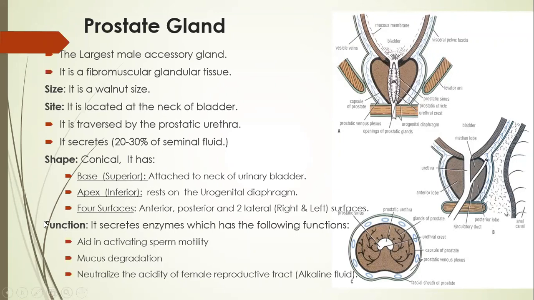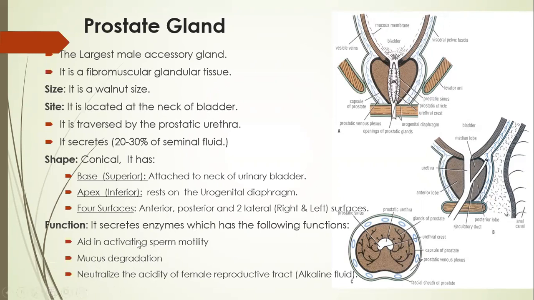So what is the function? It secretes enzymes which have the following functions. One, it aids in activating the sperm motility. This prostatic fluid has enzymes which stimulate the sperms to be motile. So they help in activating the sperm motility. Second, it removes the mucus, reducing the quantity of mucus.